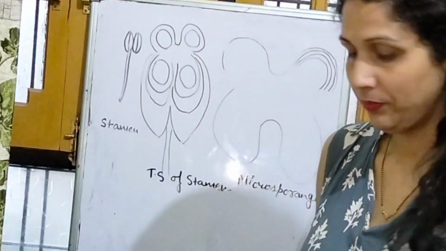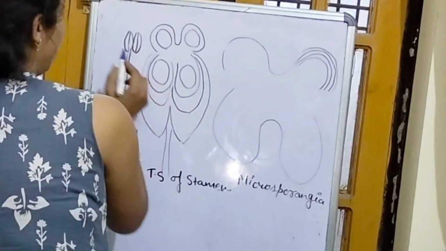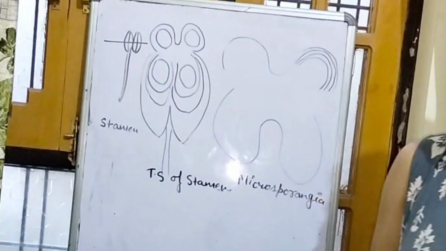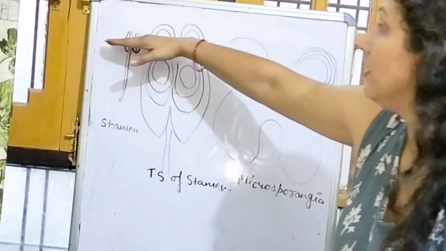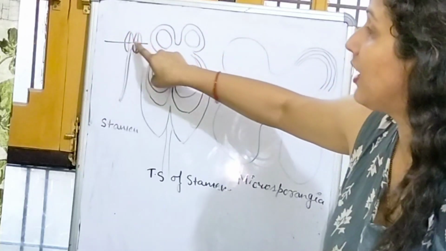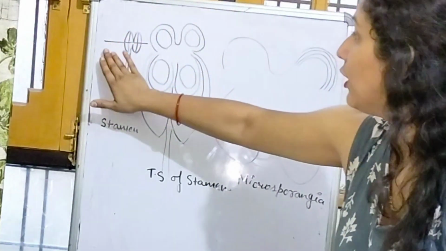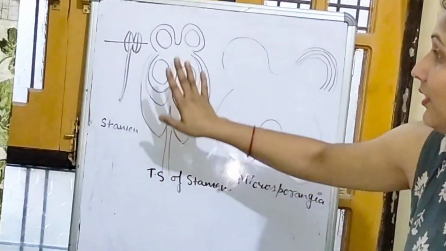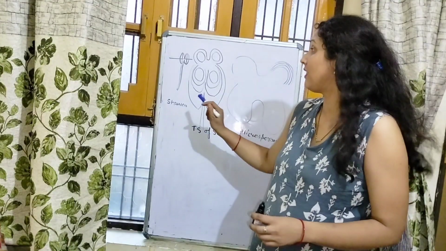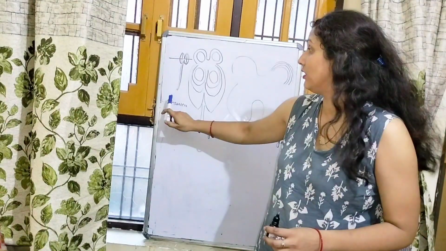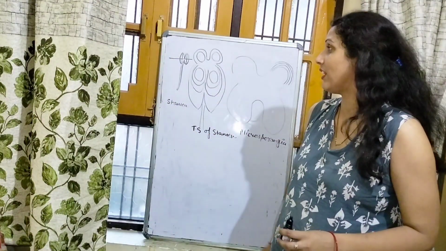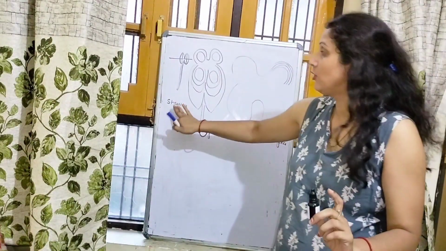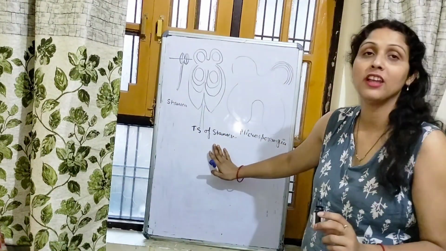Now suppose we cut this stamen like this, a TS, a transverse section. Normally we cut the anther lobe of the stamen like this, so we will find a clear-cut 3D structure like this. This is the 3D structure. Now understand the difference between the stamen in this diagram and this diagram. Try to understand with this ink bottle. Now this is the 2-dimensional figure and this is the 3-dimensional figure.